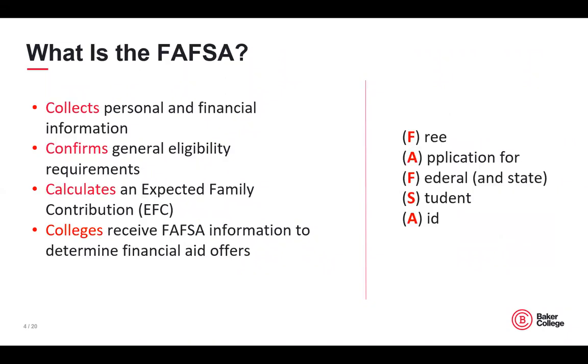Let's first talk about what exactly the Free Application for Federal Student Aid, or FAFSA, is. The FAFSA is a tool typically completed online at studentaid.gov that collects demographic and financial information used to determine a student's eligibility for financial aid. When completing the FAFSA, the student lists which colleges they want the results released to. Up to 10 colleges can be listed on the application.